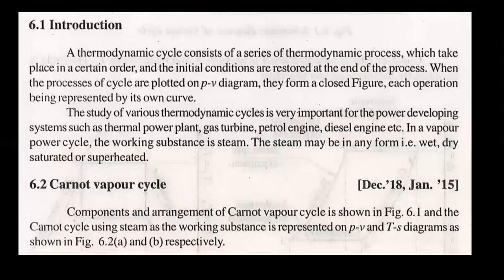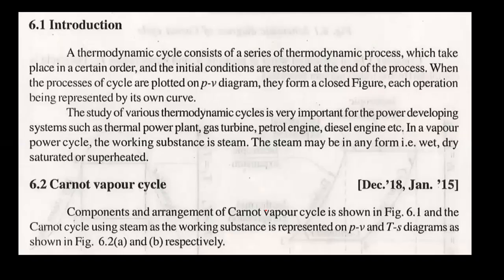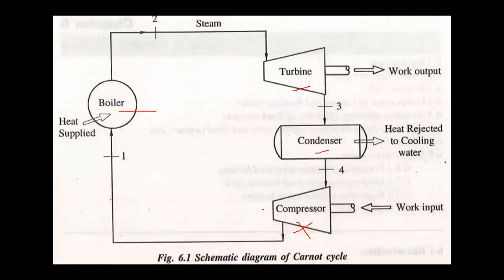So let's start. First of all, we all know that there are four components. First one is the boiler, second one is the turbine, third one is the condenser, and in case of Carnot cycle, it is the compressor. So these are the four important parts.